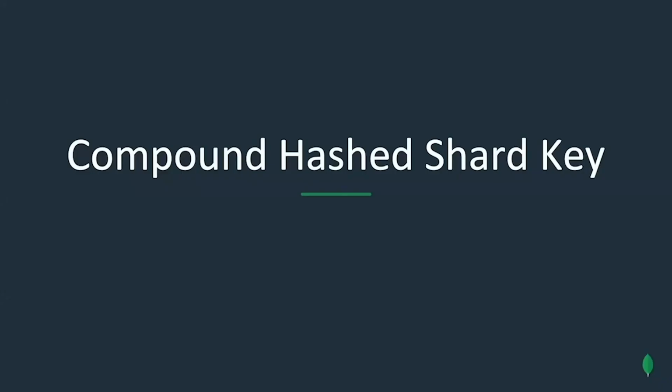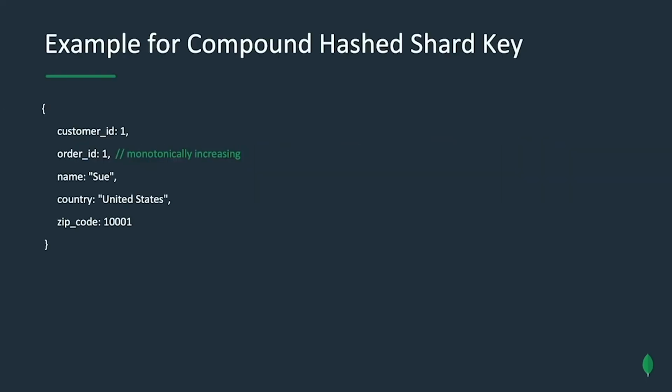Now let's take a look into compound hash shard key. Previously in MongoDB, you could have a hash shard key or a compound shard key, but not a combination of the two. We have now taken care of that with compound hash shard key. Again, let's assume we have a similar document in a sharded orders collection where the user is collecting information about orders. This time, however, we have an important distinction from our refined shard key example.